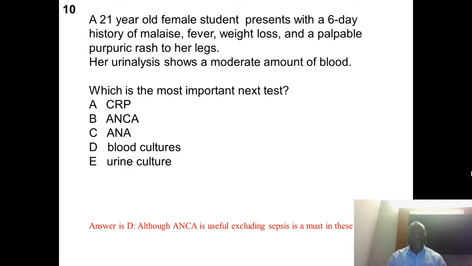Although ANCA will be useful, you want to ensure that you get blood cultures done. Infection is far more common in this scenario than vasculitis. You don't want to get caught out. You want to ensure that you do blood cultures. ANCA would be useful, but the most important next test is to make sure there is no infection in this case.